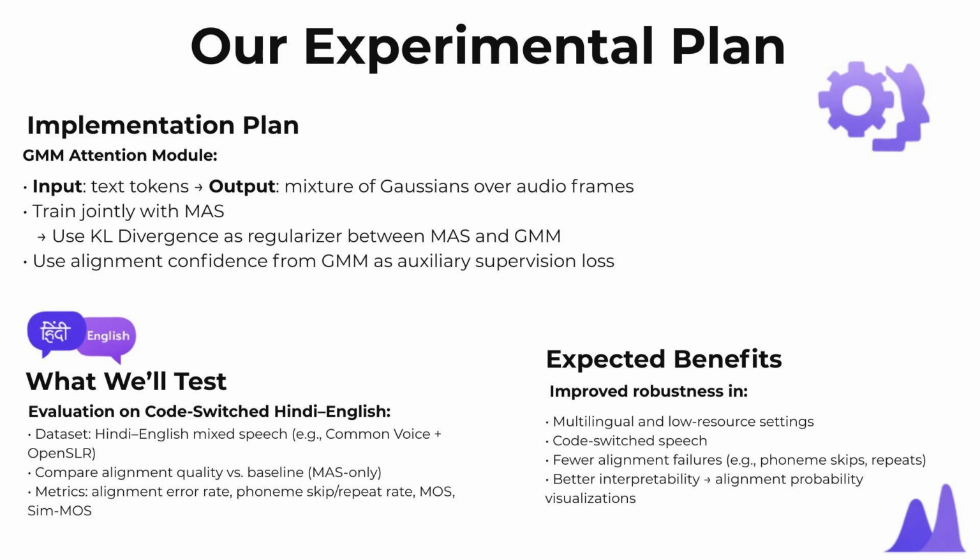First, KL divergence to guide the learning, and another will be an auxiliary loss function to reward the model for making confident alignments. To prove it works, we'll test our model on a Hindi-English dataset against the baseline. We'll measure for fewer skips and repeats, and also get MOS score and similarity MOS score from human listeners to ensure it sounds natural. Ultimately, the expected outcome is a TTS model that is significantly more robust for code switched languages.